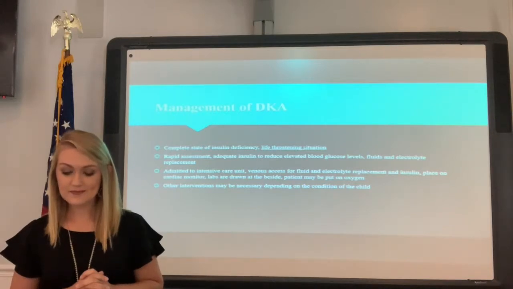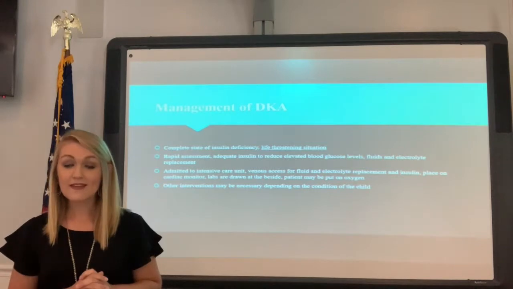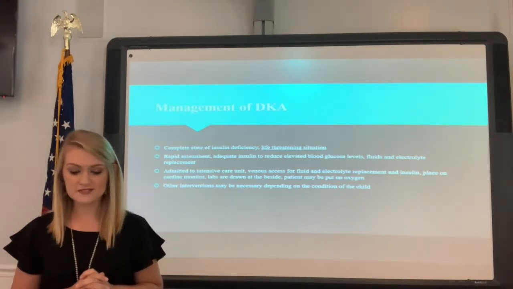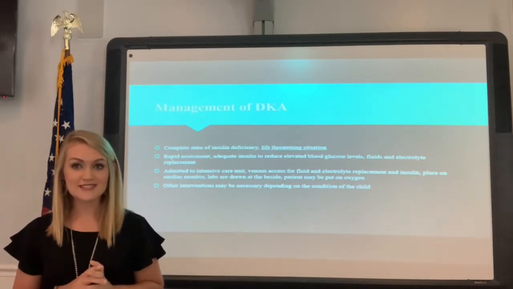An insulin drip will be started and they will be placed on a cardiac monitor. Labs are drawn frequently, and sometimes patients require a little bit of oxygen. Depending on the severity of the patient, other interventions may be necessary.